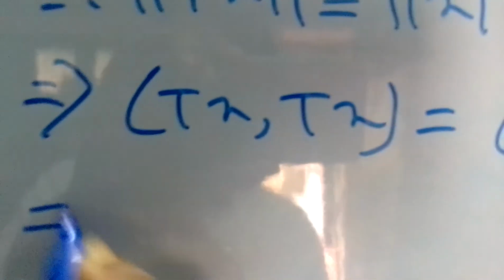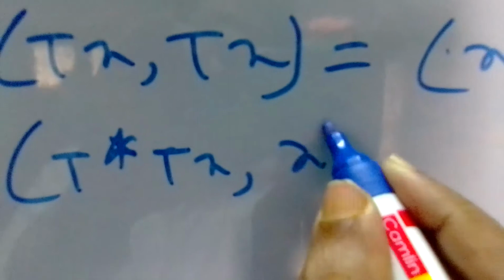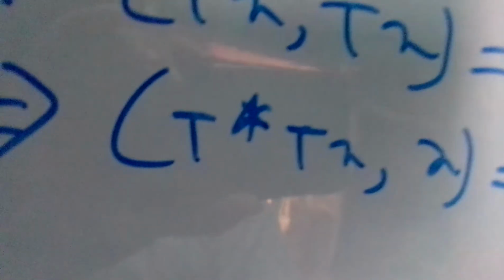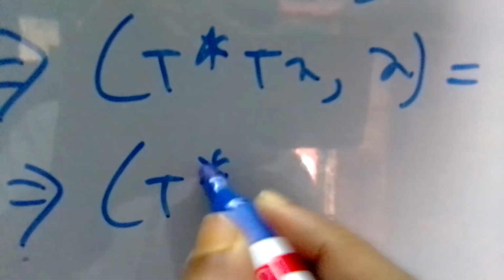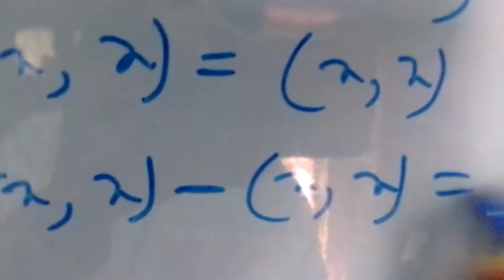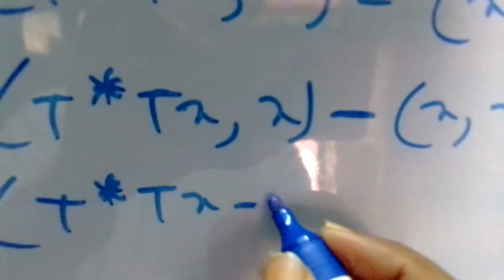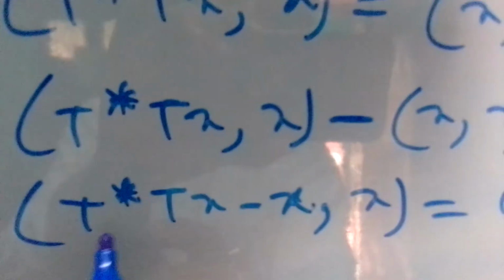Now which implies that T star Tx dot x goes to x dot x, using the linearity property. If we take it in this manner, T star Tx dot x minus x dot x will be 0. Using this linearity property, T star Tx minus x dot x is equal to 0. It is a linearity property because this goes to this dot this minus x dot x. That's why we are writing in this manner.